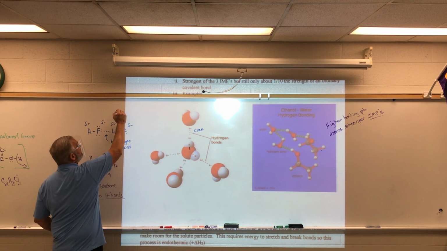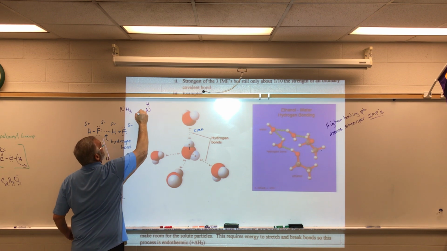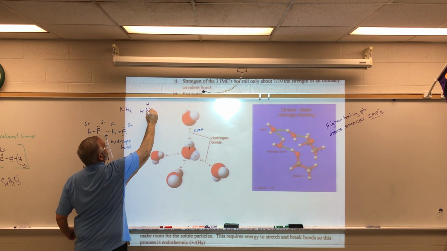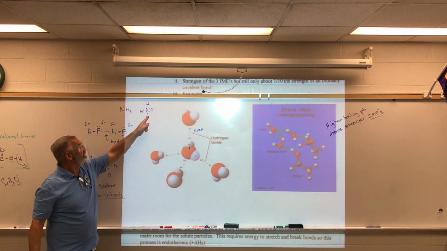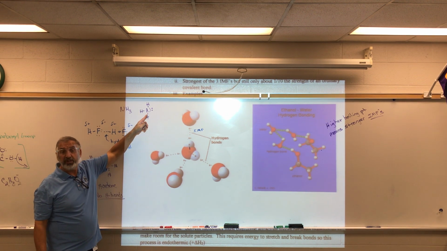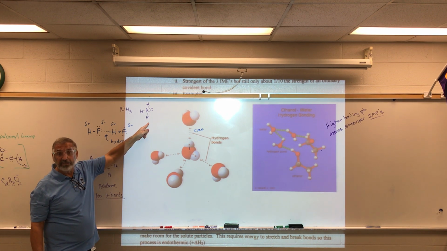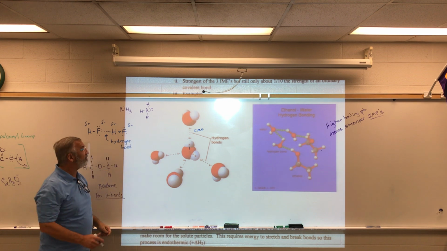So ammonia is another common substance that looks like this. So we have an attraction, where we have a hydrogen attached to the nitrogen. So when another ammonia or water or anything comes along, you can form hydrogen bonds. Okay? Alcohol.